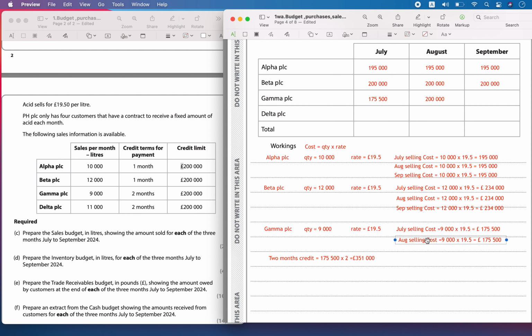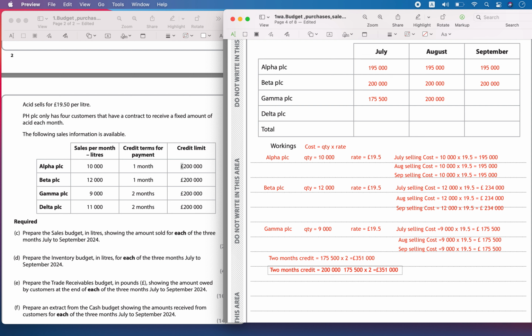Okay, then in the month of September also you will be selling this much. Okay, September also you will be selling 175,500 worth of goods. But again, because there is a maximum limit of 200,000, the rest you would end up paying in cash, 51,000. So for the 2 months credit, it should not exceed.